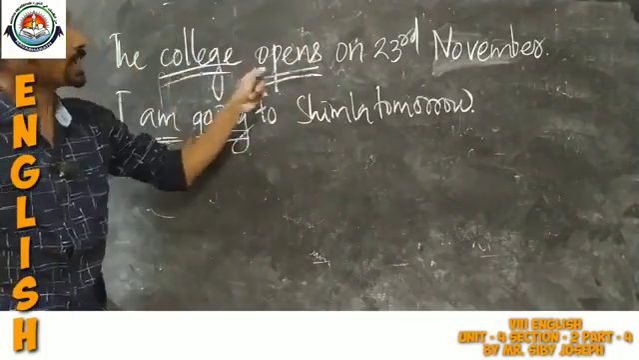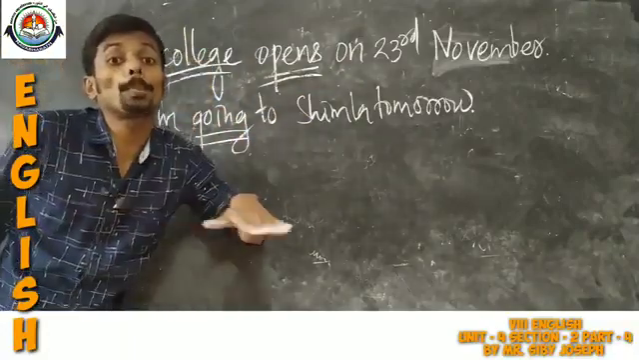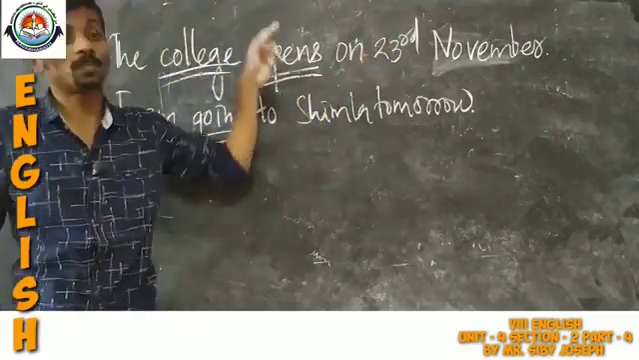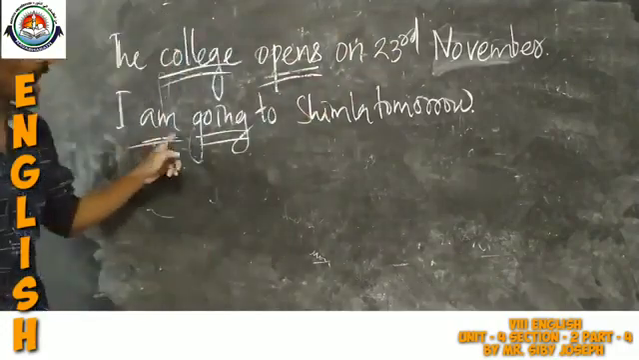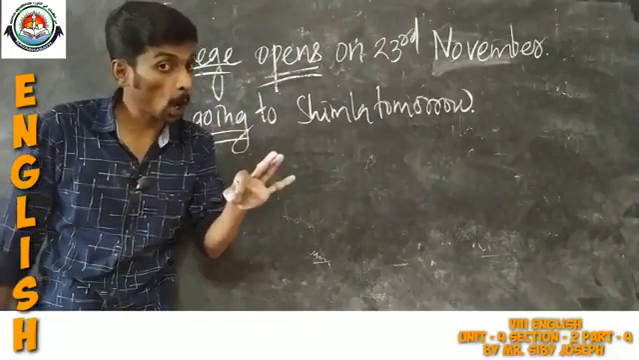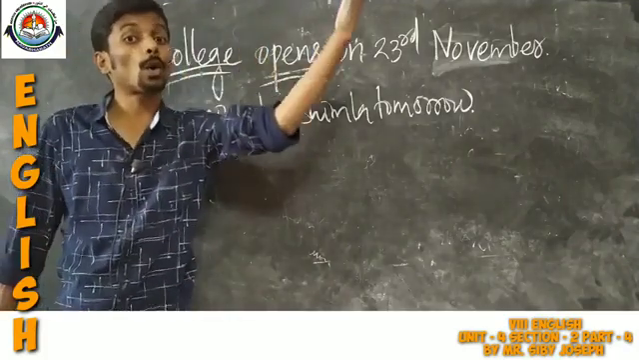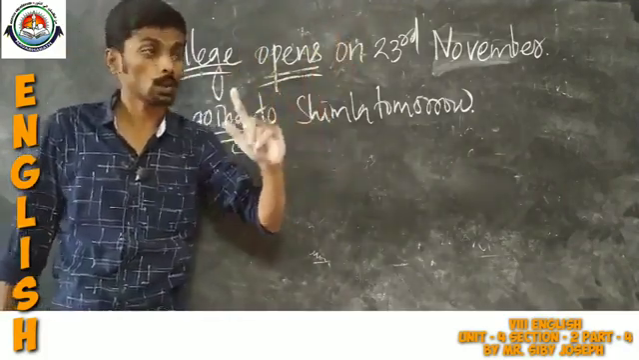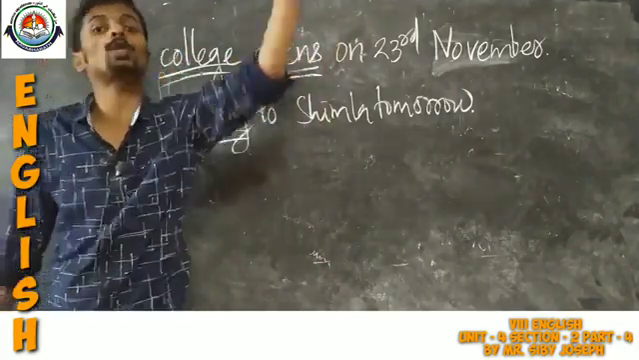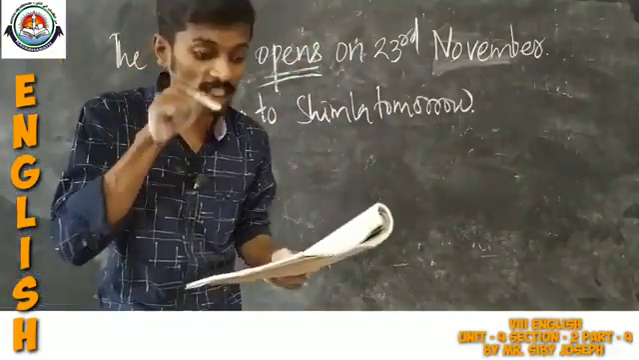That means the college opens on 23rd November means the college is not opened yet. It will be opened on 23rd. So it refers to a future action. Then I am going to Shimla tomorrow. Presently I haven't gone. Presently I am at my home. I haven't gone, but tomorrow I will go. So it refers to a future connotation. It refers to something that is going to happen in a future period of time. So that is actually my topic of discussion here.